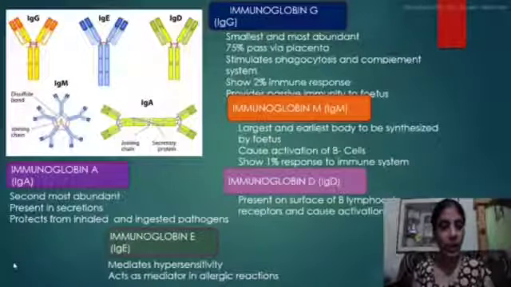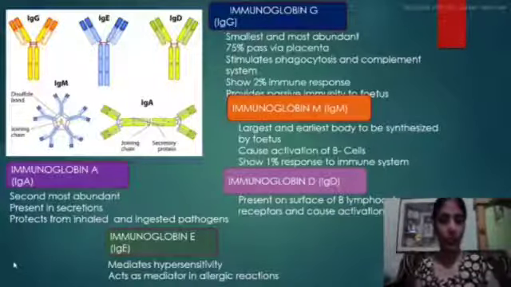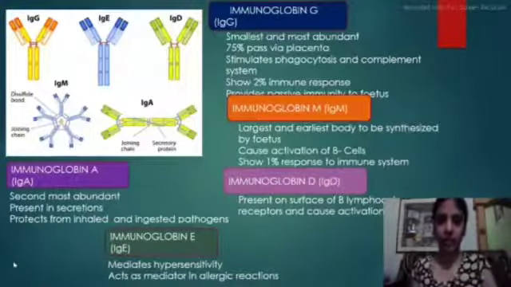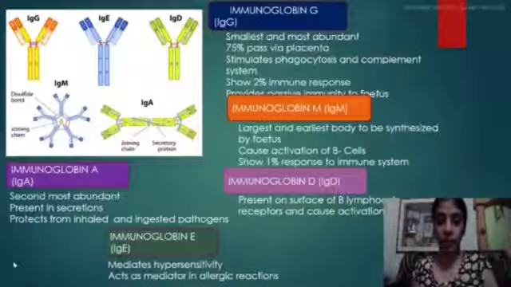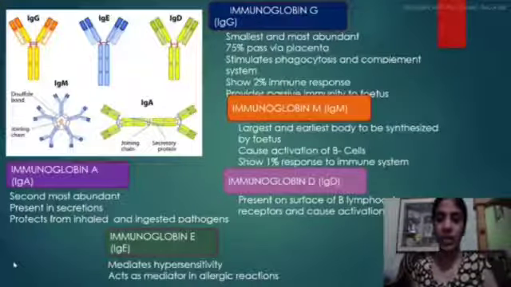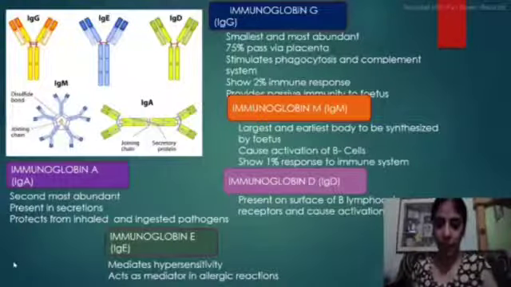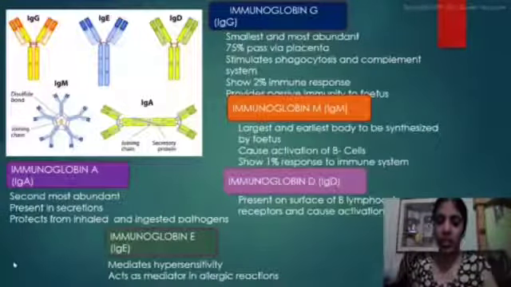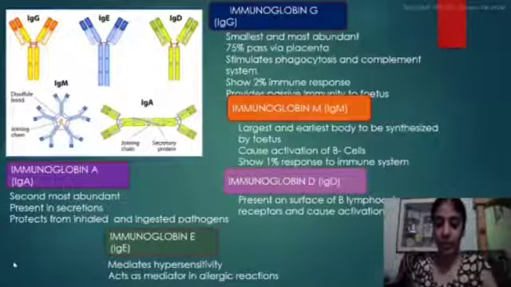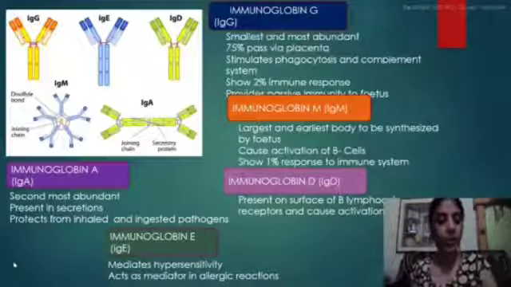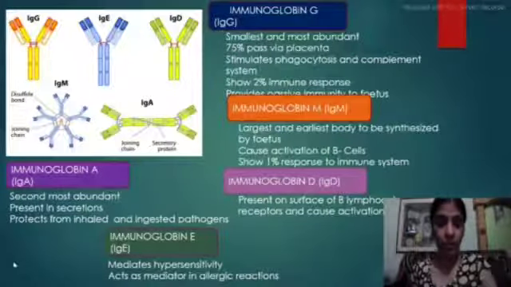So here we have the types of immunoglobulin. Immunoglobulin G, it's the smallest and the most abundant, and it stimulates phagocytosis and the complement system. Immunoglobulin M, it's the largest and the earliest antibody to be synthesized by the fetus, and it shows a 1% response to the immune system. Immunoglobulin A, it's the second most abundant, and it's present in secretions.